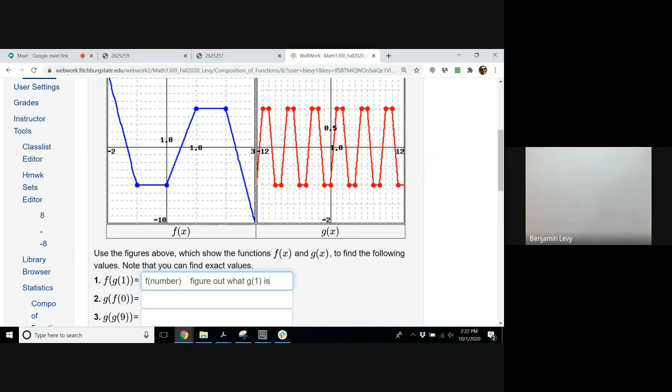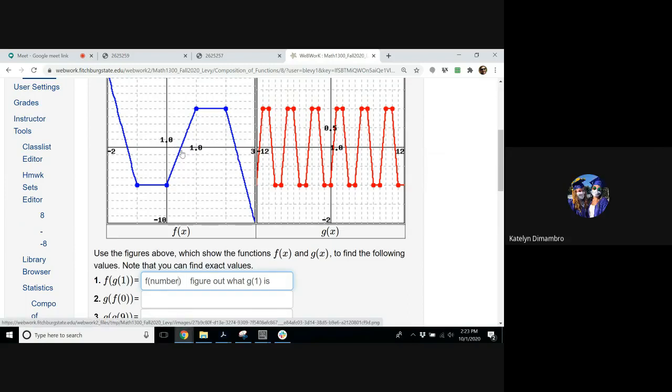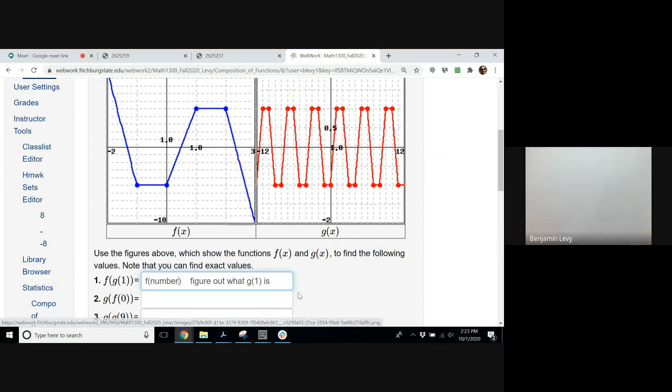And then replace g of 1 with a number, right? Because then if we put a number in right here, we'll have f of a number, and then we can just look at the graph. See what I'm saying so far? Yes. So let's figure out what g of 1 is.